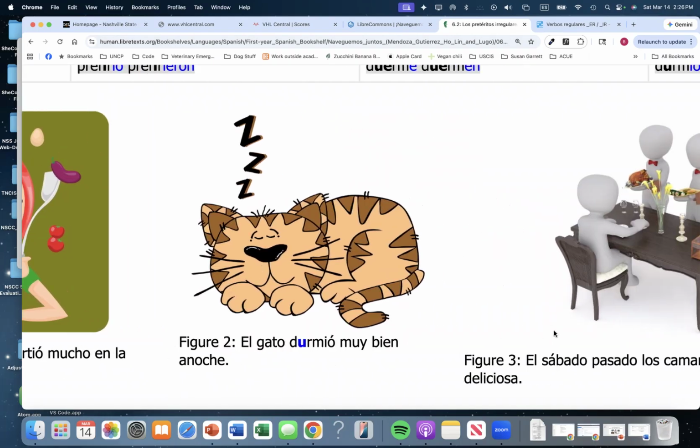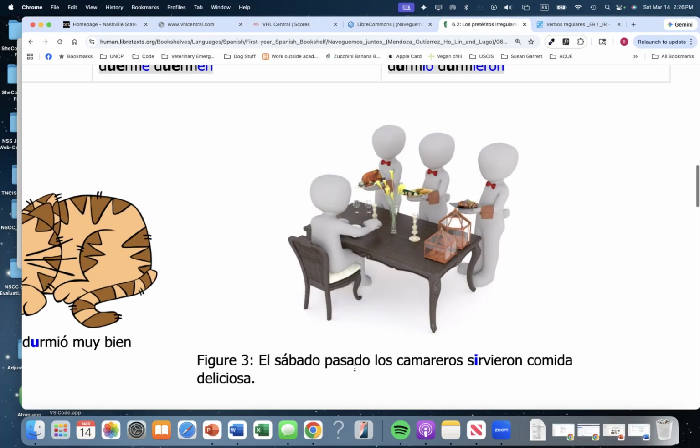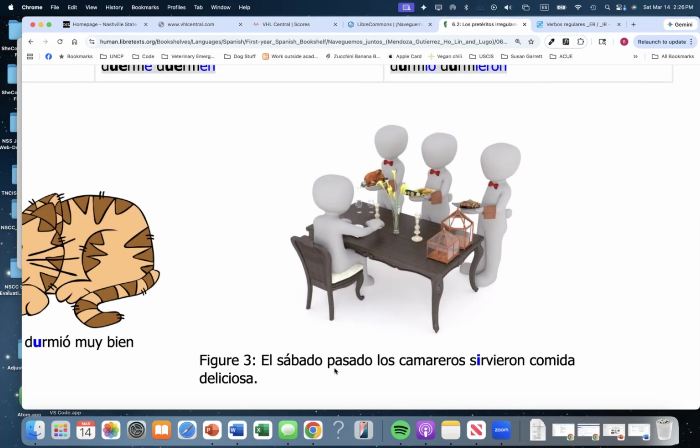On this one, we have el gato. ¿Sí? El gato durmió muy bien anoche. The O changes to U in the preterite for el gato, which is el, third person singular. And then, acá, el sábado pasado, los camareros sirvieron comida deliciosa. That comes from servir, to serve. That E in servir changes to I for ellos. Los camareros sirvieron comida deliciosa.